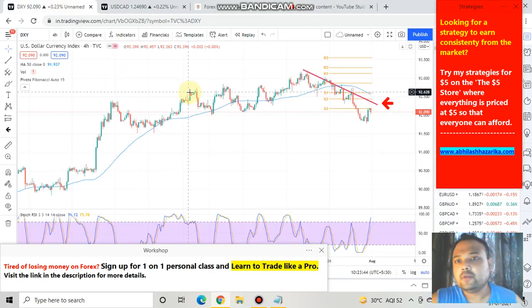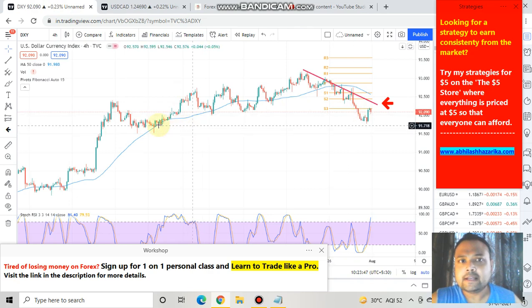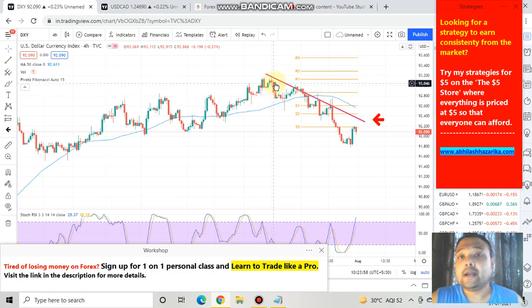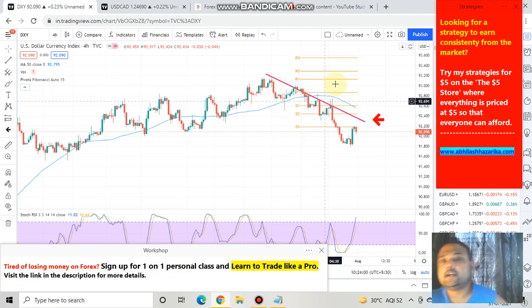This is the chart of the US dollar. You can see that the US dollar was also bullish, going up, but right now it is under the dominance of sellers. The whole setup of the US dollar has changed, and right now the US dollar is going down.